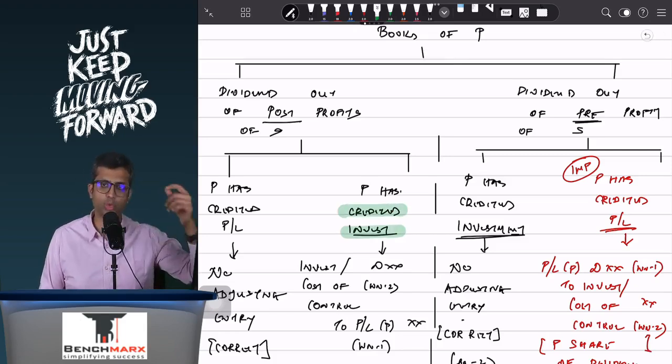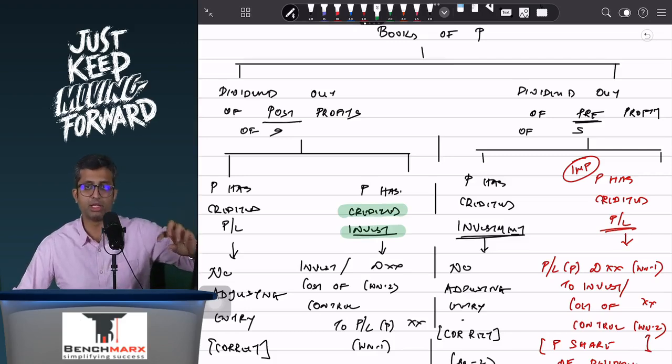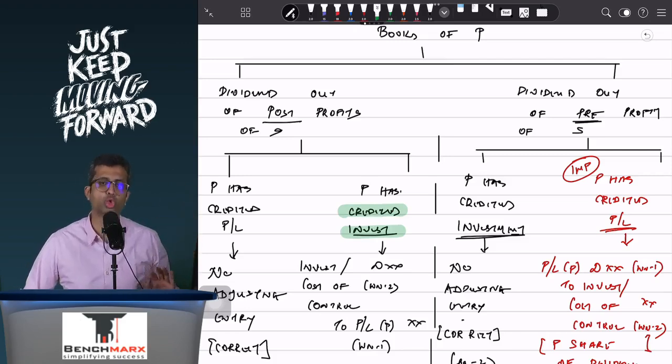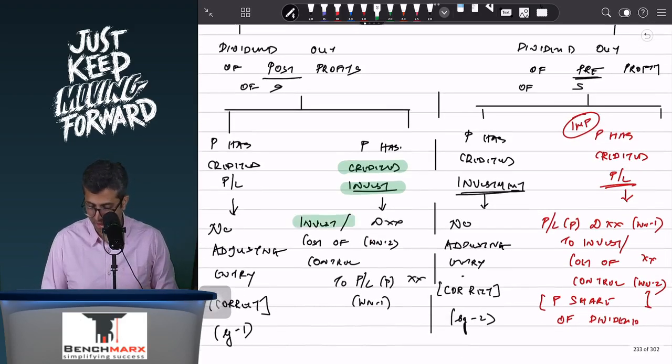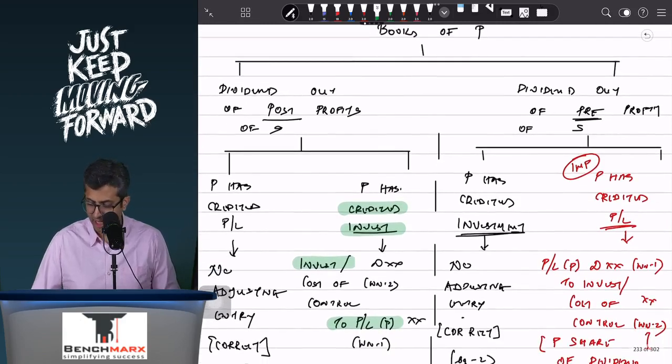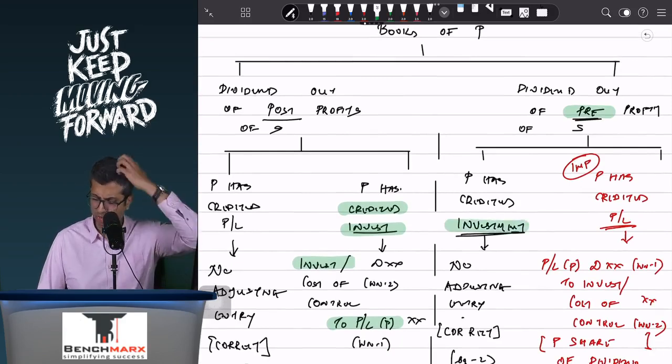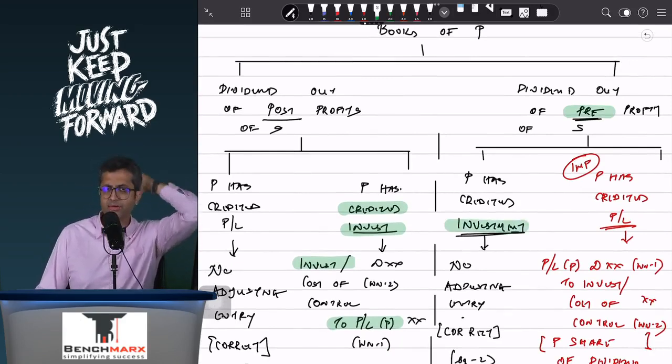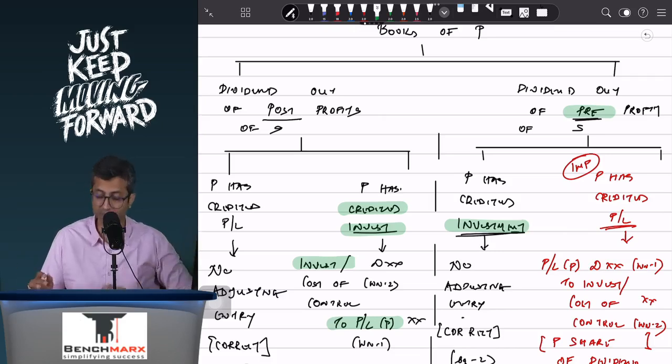In which case, over here, it should have gone to the P&L, is credited to the investment. So investment account debit to P&L would be the rectification entry, investment account debit, or cost of control account debit to P&L. Investment goes in working note 2, that is goodwill, cost of control. And if dividend is out of pre-acquisition profits, well, it should have been credited to the investment. If it is credited to the investment, then nothing else is required.